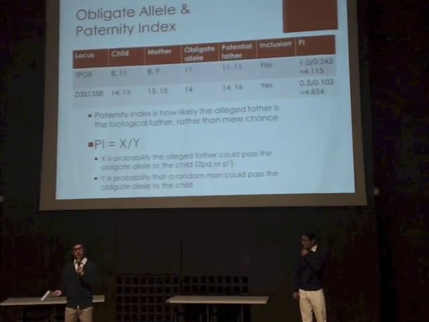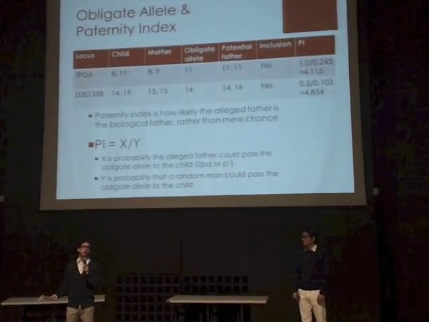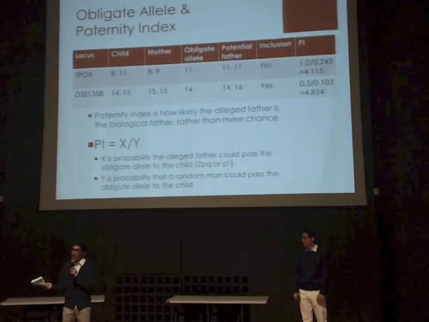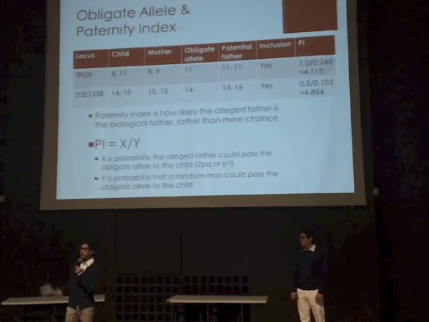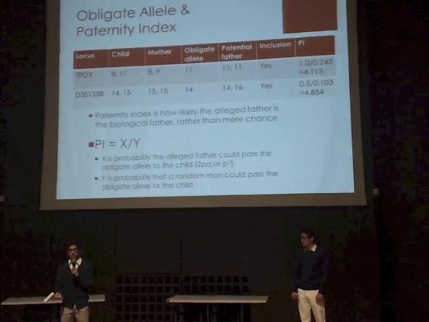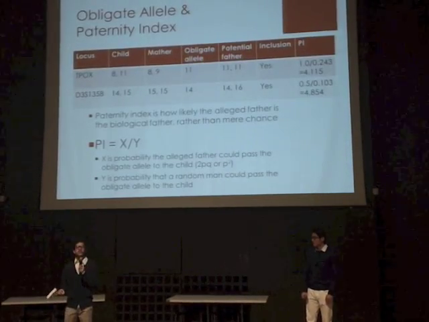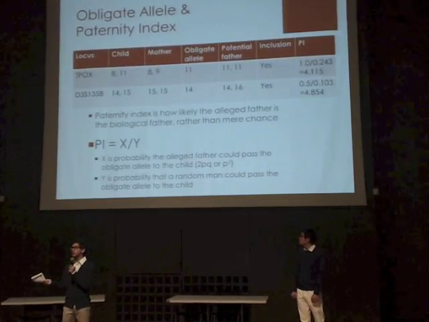Well, we can use the paternity index to check our confidence. The probability that Touchdown passed the obligate allele to Carmen, divided by the random match probability that Aaron previously talked about, yields the paternity index. The higher the index, the greater the chance that Touchdown is the true biological father.